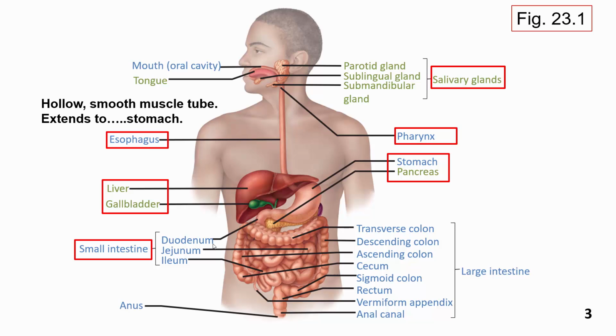And then the next portion of this continuous tube is called the jejunum, and the last portion is the ileum before it merges into the larger diameter large intestine. And in a subsequent video, we're going to take a look at some of these components of the large intestine.